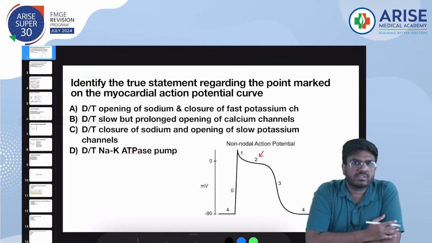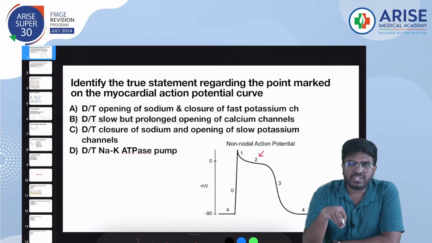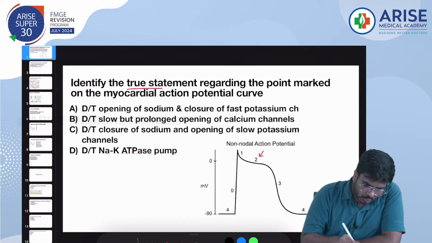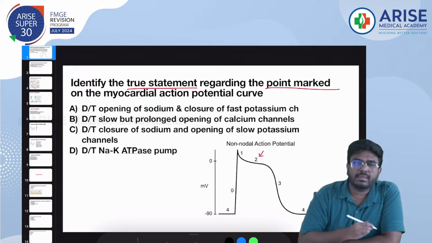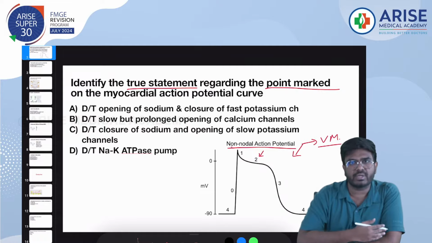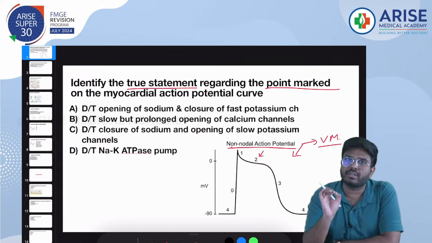First, look at this question. I'm showing this question. It's a PYQ, a previously asked question. So let's see this. Identify the true statement regarding the point marked. Just look at this image. This is the action potential, the action potential of a ventricular myocyte. Just by looking at it, you can say this is the action potential of a ventricular myocyte.